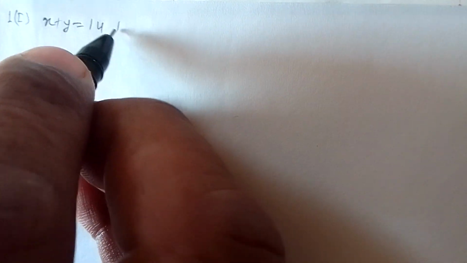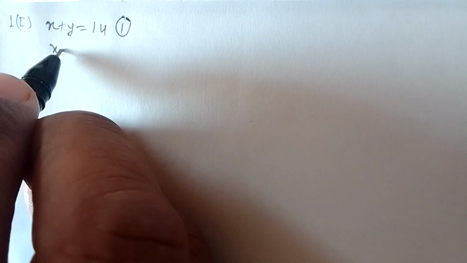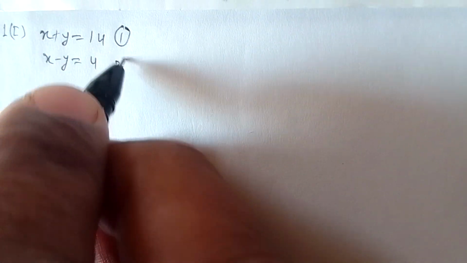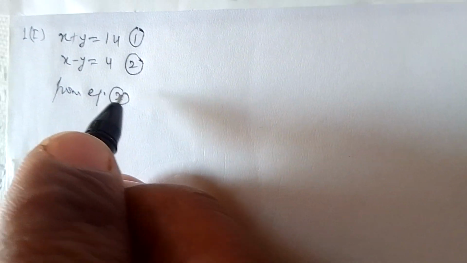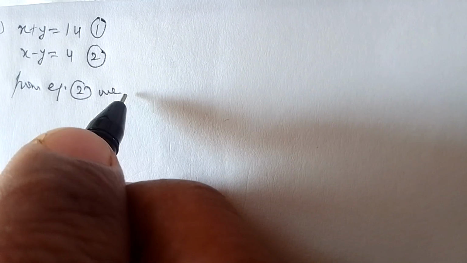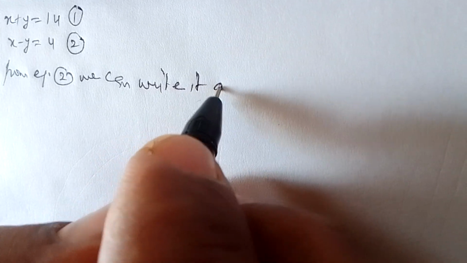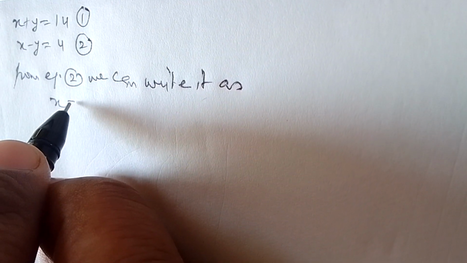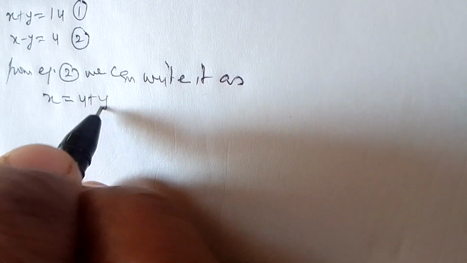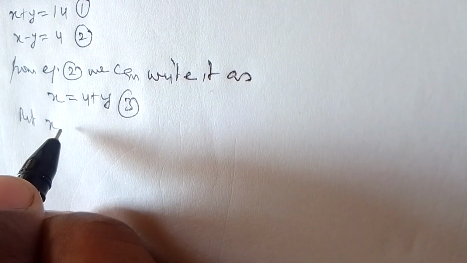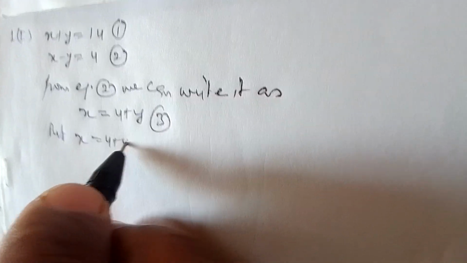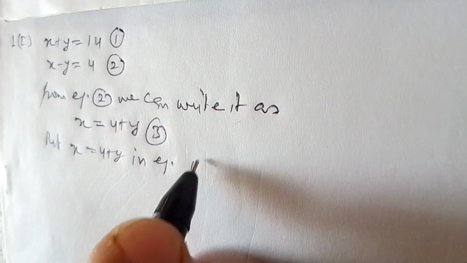The question is x plus y is equal to 14, that is equation 1, and x minus y is equal to 4, that is equation 2. From equation 2 we can write it as x is equal to 4 plus y, that is equation 3. Now put x is equal to 4 plus y in equation 1.